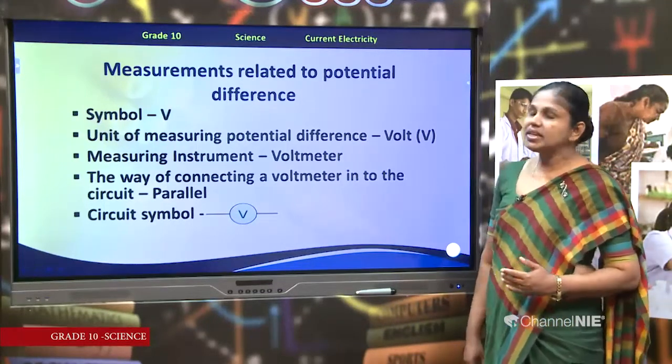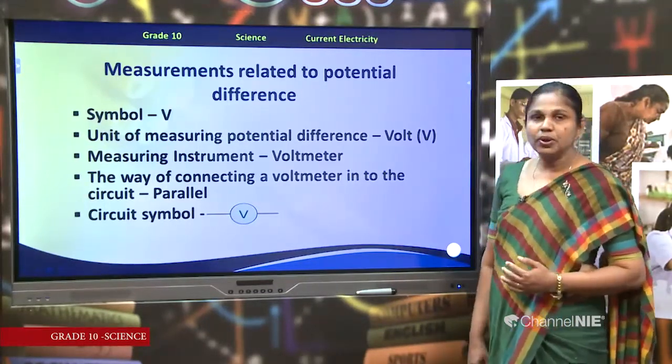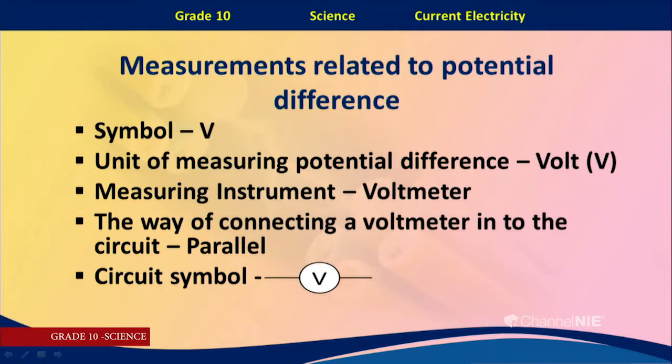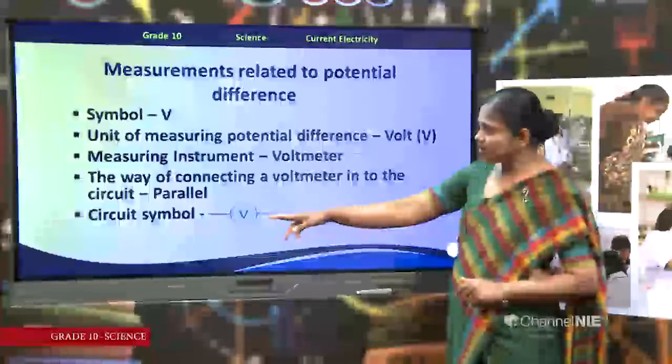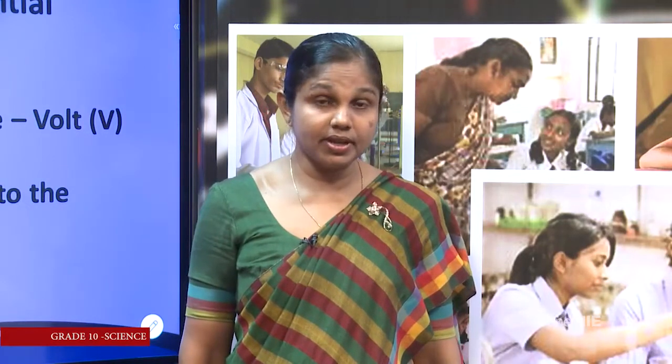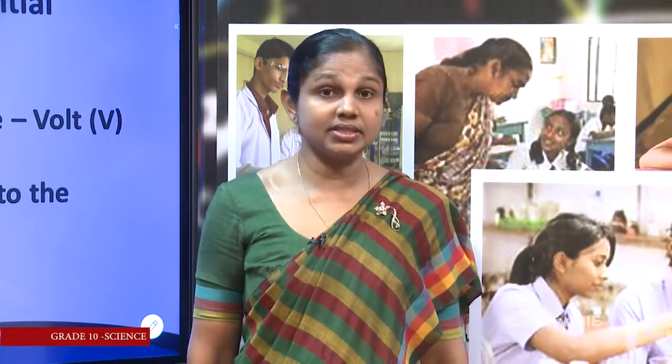Now look at some basic things relevant to potential difference. Symbol: capital V. Unit of measuring potential difference: volt. Instrument: voltmeter. The way of connecting a voltmeter into the circuit is parallel. Now you can see the circuit symbol of the voltmeter. When the voltmeter is connected to the circuit, we must show it like this. Children, now we are going to measure the potential difference across a device in a circuit. Right.